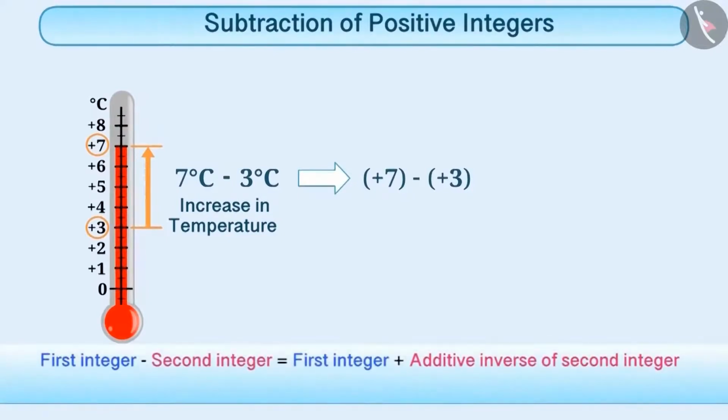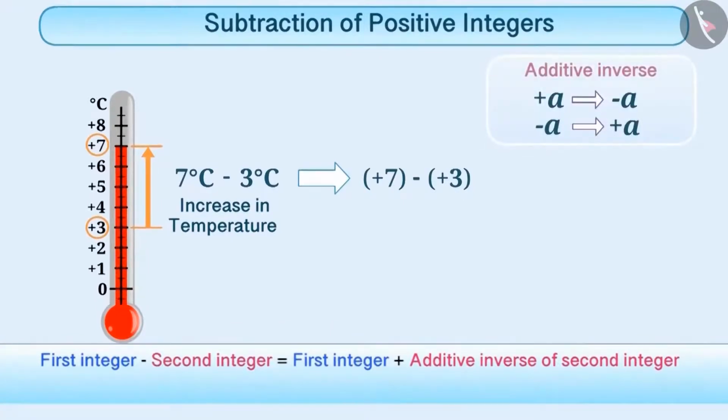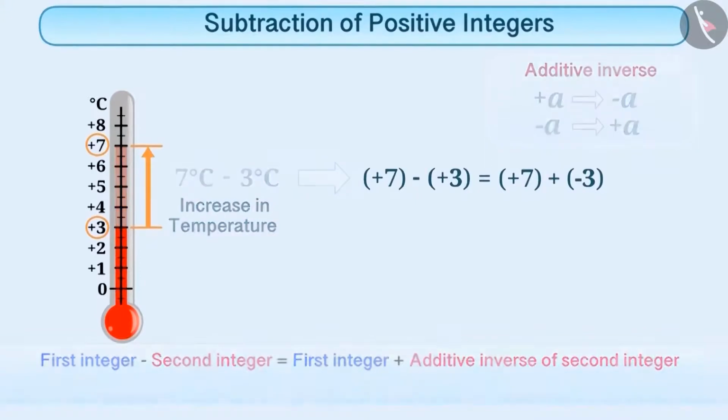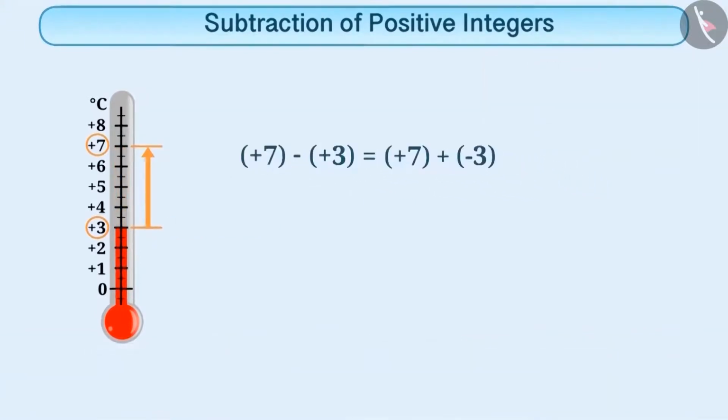Whenever we have to subtract an integer from another integer, then we will add the additive inverse of the integer that is being subtracted to the first integer. The additive inverse of any number can be obtained by changing its sign. So the additive inverse of plus 3 is minus 3. Therefore, the addition can be written as plus 7 plus minus 3.